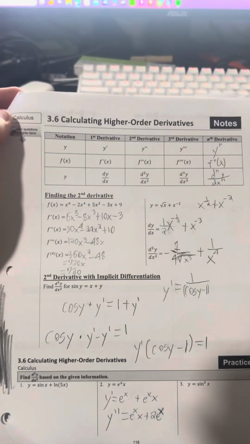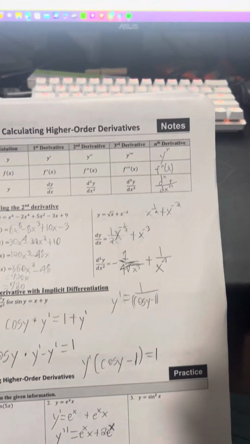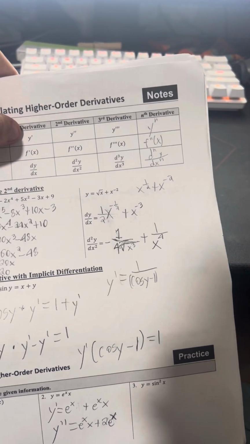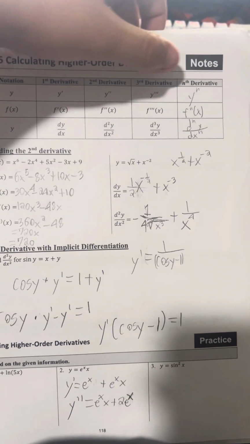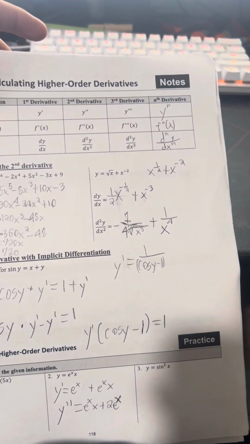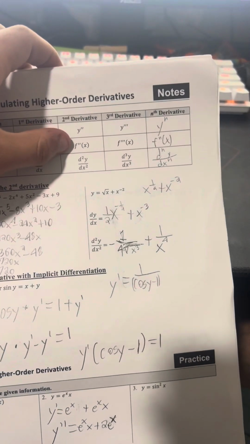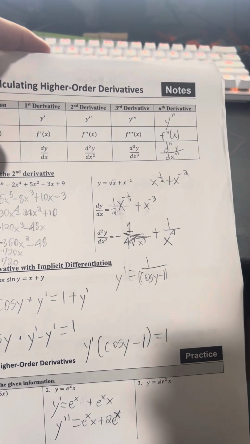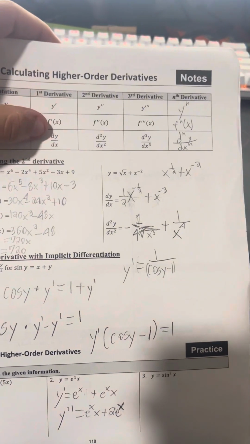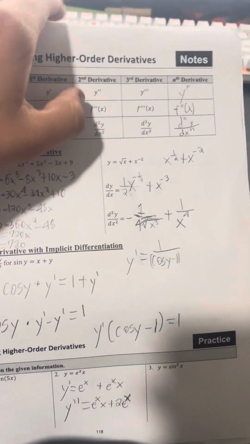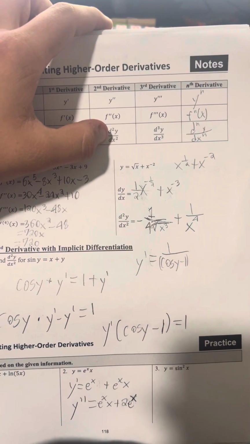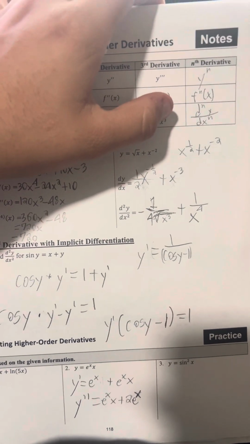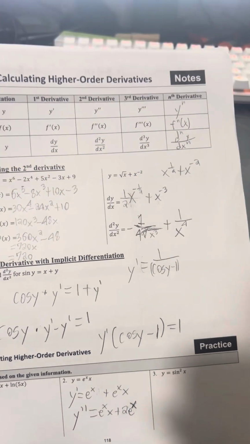Okay, so now we're calculating higher order derivatives. The notation for y: the first derivative is y prime, then y double prime, y triple prime, y to the n. For f of x: f prime of x, f double prime of x, f triple prime of x, f to the n of x after that. Another notation of y: dy over dx, d squared y over dx squared, d cubed y over dx cubed, d to the n y over dx to the n.